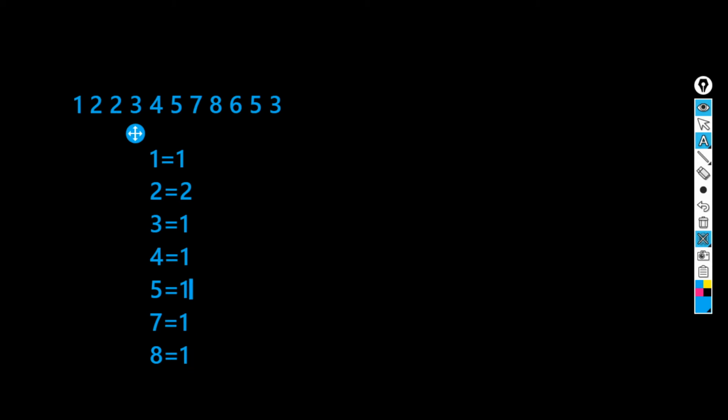Then 6 comes. 6 is not there till now, so we will add this 6. Now 5 comes, so we will increment it, and 3 also we will increment. This will use O(n) space for the unique numbers, and for finding the answer it will also use n. So mainly it will use 2n, and the space complexity will be n. So this will be high. Now we have to reduce this.